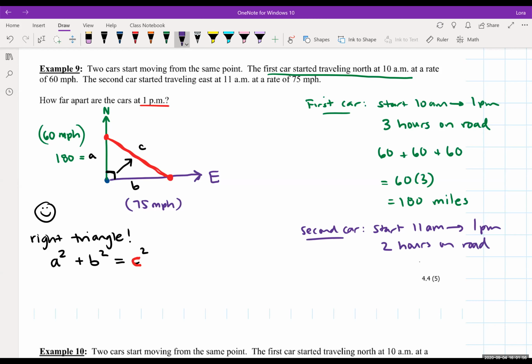So if that's 2 hours on the road and that car was traveling at a rate of 75 miles per hour, I actually have 75 miles for the first hour, 75 miles for the second hour, which is 75 times 2. I'll write that a little nicer for you. So that gives me 75 times 2, which is 150 miles that the car has traveled. So instead of B, I know that that's 150. So that's kind of a nice way.